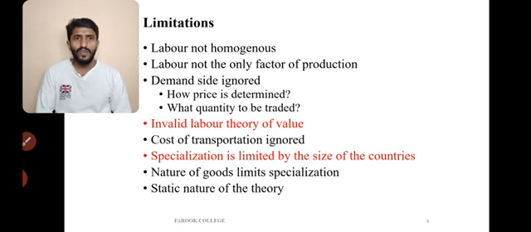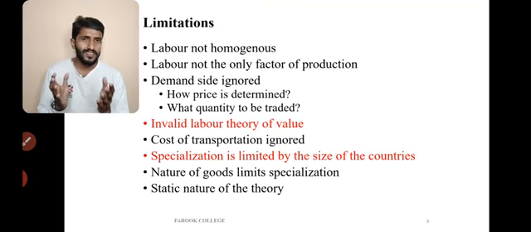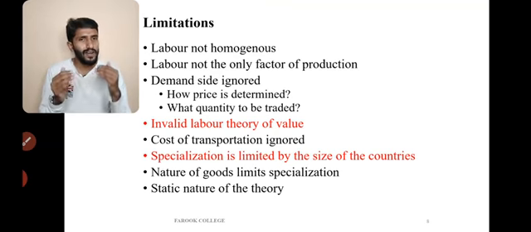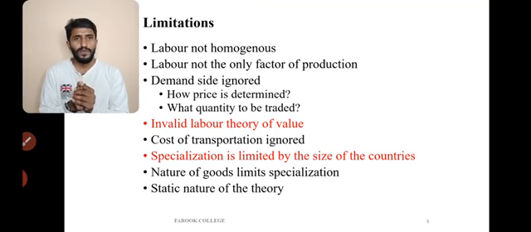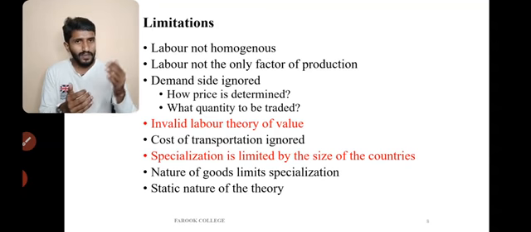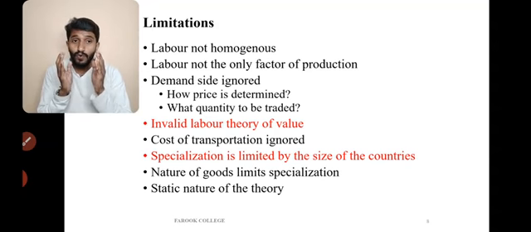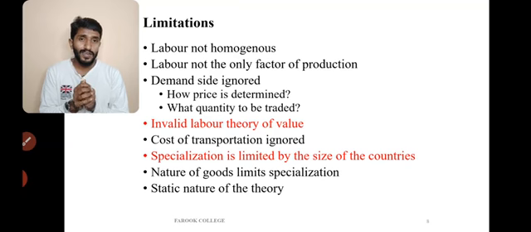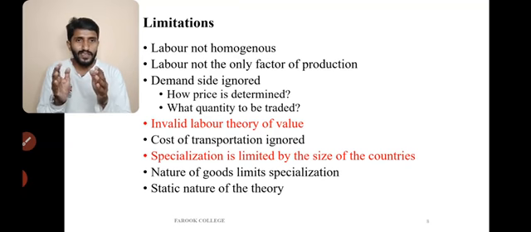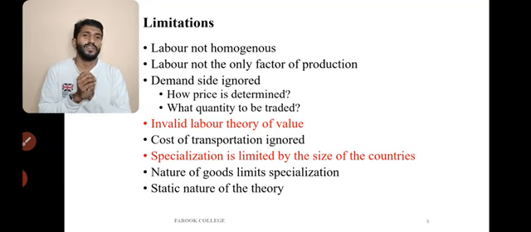Next, invalid labor theory of value. With the labor theory of value, we can't judge the value of all the products, so there are some other factors also. That is also not true. Then the next is that the cost of transportation is ignored. In some of the future trade theories, we will explain how the transportation cost is important in deciding the trade. So here the cost of transportation is also ignored.